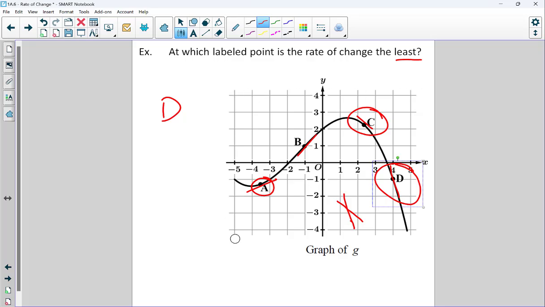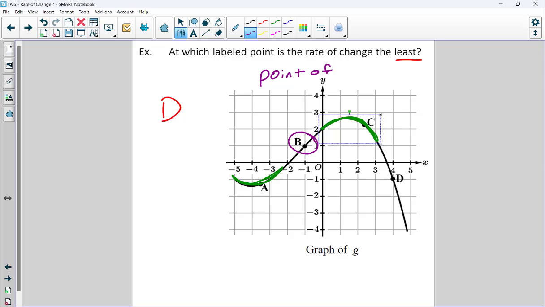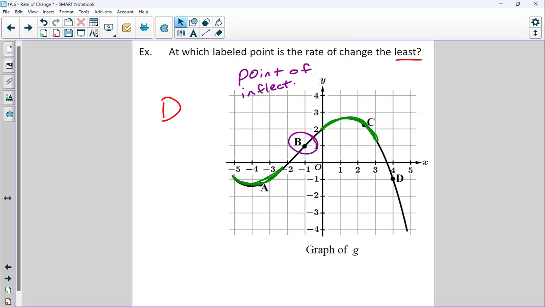Now, with this one, we can actually take a closer examination as to what's happening, because what I notice is that the curve is concave up over here and concave down over here. Now, since it was at one point concave up and at one point concave down, that means there exists a point where we had a change in concavity. By observation, I have that point right here. We call that a point of inflection. So point B is my point of inflection. It's concave up to the left. It's concave down to the right.